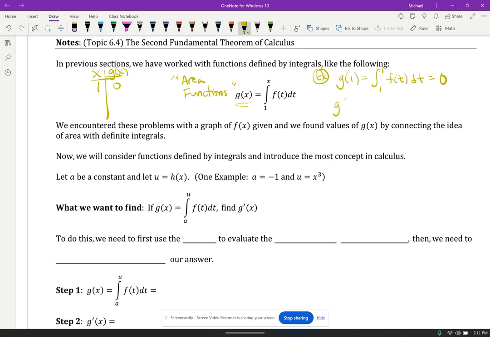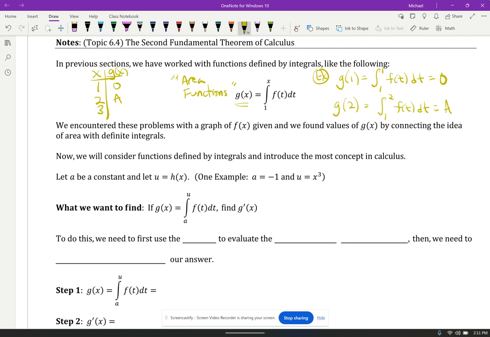But if I were to do g of 2, then I'd be looking for the integral from 1 to 2 of this function, little f. And now I need to know either the equation or the graph, because now I am accumulating area from 1 to 2. So this is going to be some kind of answer. I'm going to call that a, for answer. So when my x is 2, my answer is a. It's another value. It's not 0.